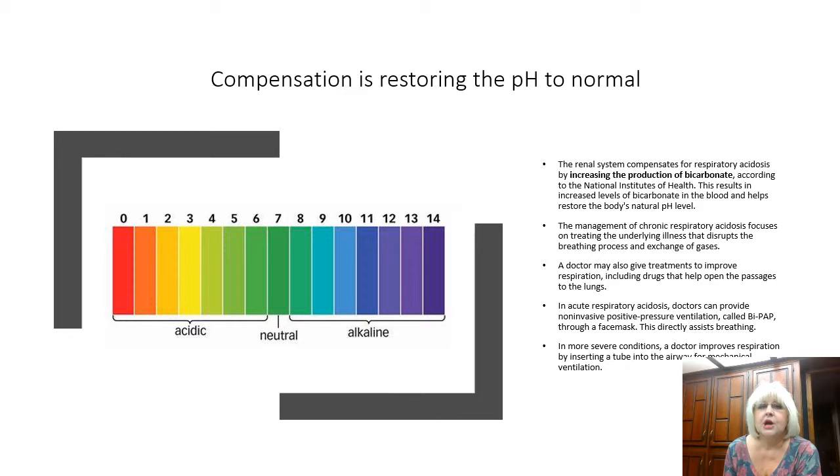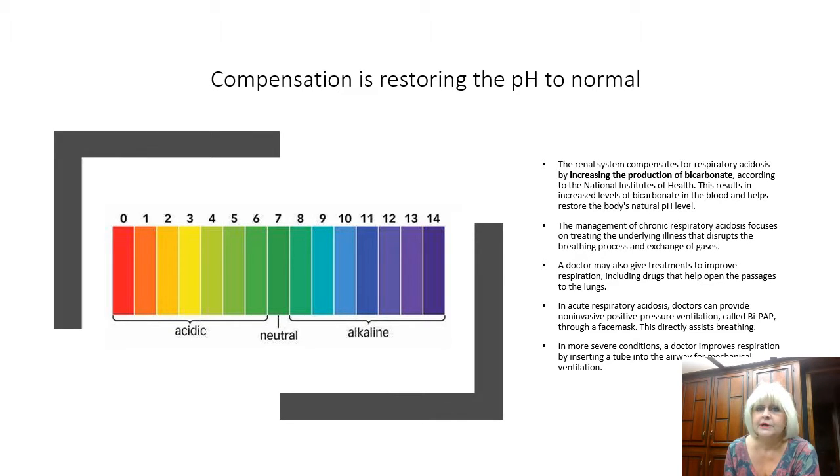When we talk about compensation, this is the term we use for restoring the pH to a normal level once this has happened. The kidneys, the renal system, also help us to compensate for high acid levels. The kidneys will start increasing the production of bicarbonate, and the increase of bicarbonate in the blood helps to restore the normal pH levels. The best option for treating respiratory acidosis would be to control the underlying conditions that led to it in the first place.